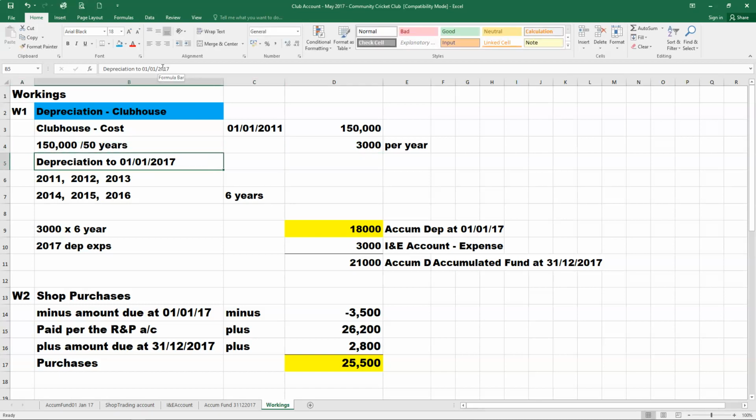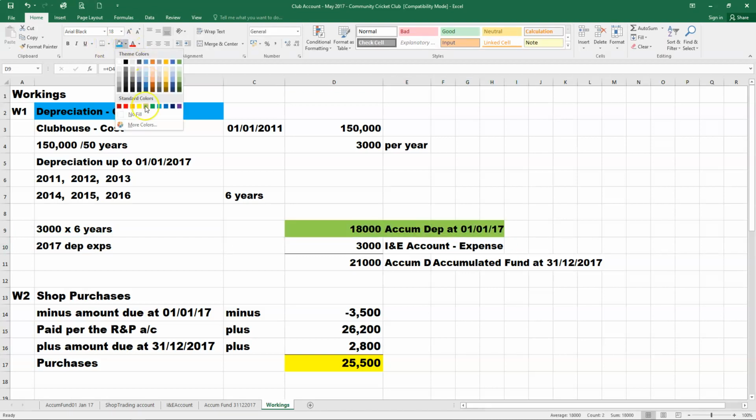And then up to the 1st of January 17, how much depreciation has been claimed? So it was claimed in 2011, 2012, 2013, 2014, 2015 and 2016. So that is 6 years. So at the 1st of January 17, it's €3,000 claimed by 6 years, which gives me €18,000. And that's going to be my figure. It's going to go into my accumulated fund at the 1st of January 2017.